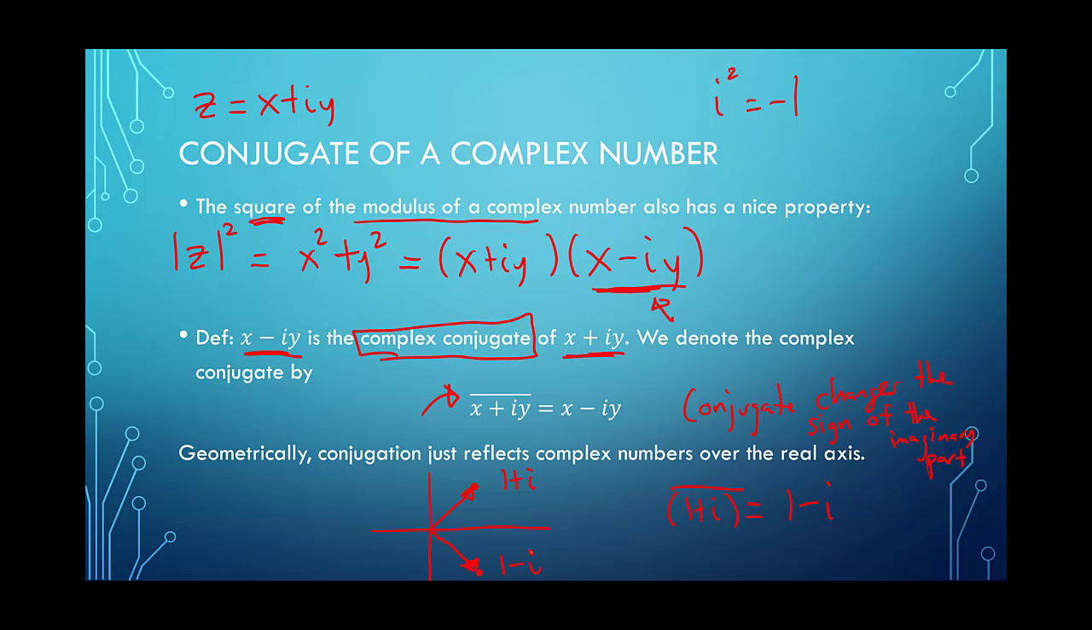So geometrically, conjugation is just taking points and reflecting them over our real axis here. It's taking this point in this case and flipping it over here. So geometrically, that's what's happening with conjugation. We're reflecting over the real axis.